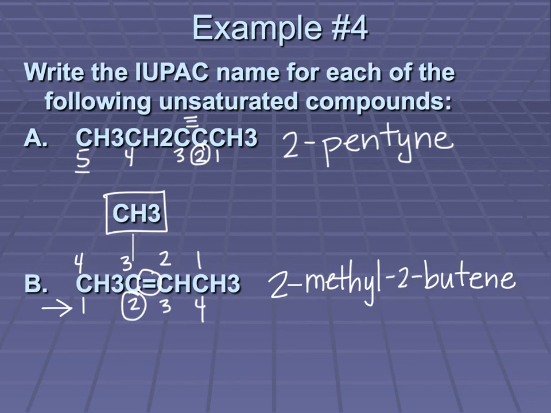All right, so that is everything you need to know for chapter 25. You need to know how to name and draw structures for alkanes, alkenes, and alkynes. So single, double, and triple bonds, and then also understand the concept of isomers.